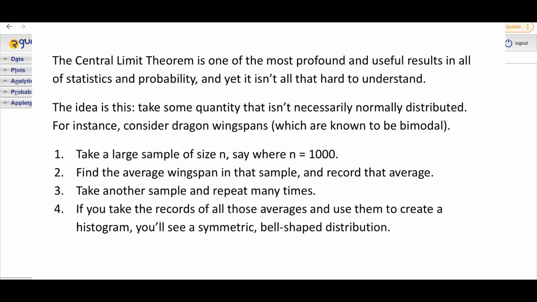In the video, it was dragon wingspans. Those were bimodal. And if you take a large sample size and find the average wingspan in that large sample and record the average, and then repeat that, take another sample and find the average of that sample and record that average, and then another, and then another, and then another. And if you take the records of all those averages and use them to create a histogram, you'll see a symmetric bell-shaped distribution. So that is true for any type of distribution, whether it's normal or not. The distribution of sample averages, if the sample size is large enough, will be normal.